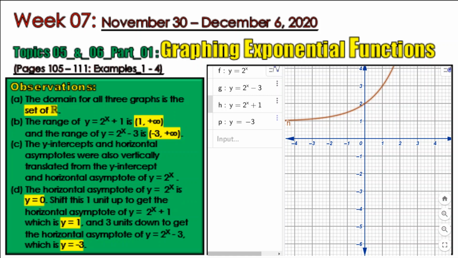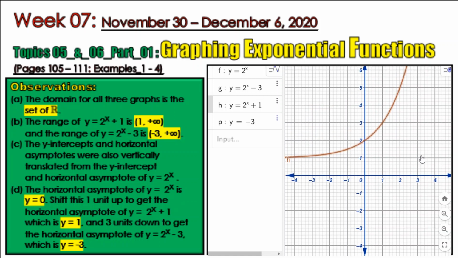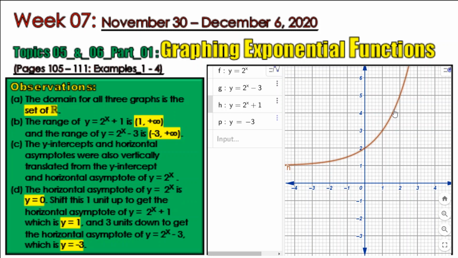How about this function? y is equal to 2 raised to x plus 1. Okay, so as you can see, as the value of x decreases, the value of y approaches positive 1. And this graph approaches the line y is equal to positive 1. Okay, so it approaches the line y is equal to 1 but will never intersect. So it means to say that the value of your y is always greater than positive 1. It could not be equal to 1 or less than positive 1. Okay?